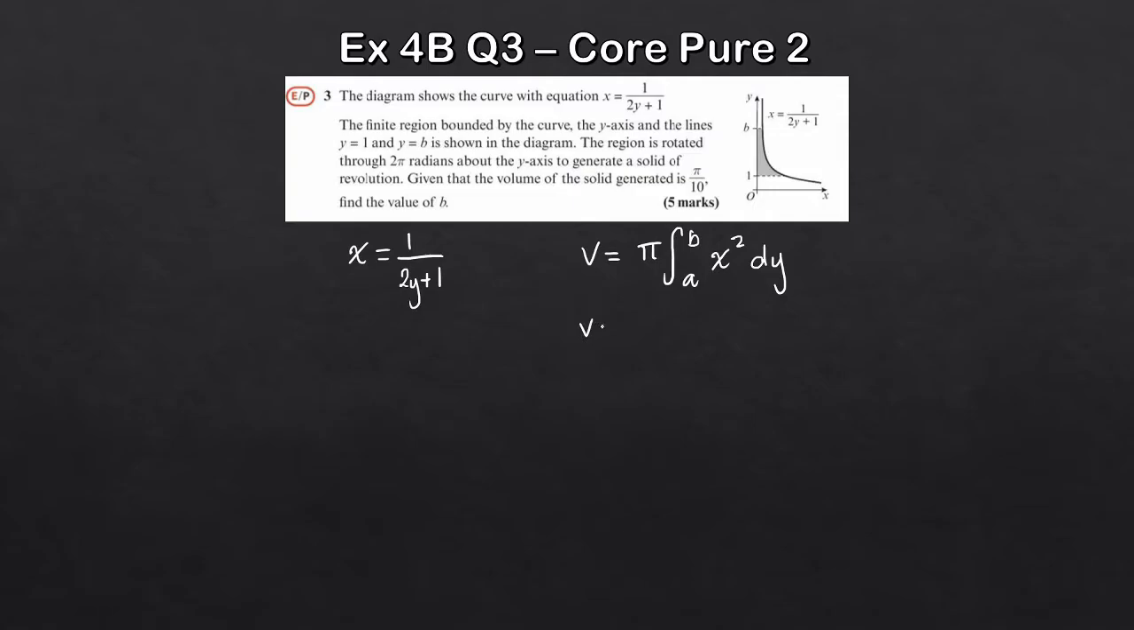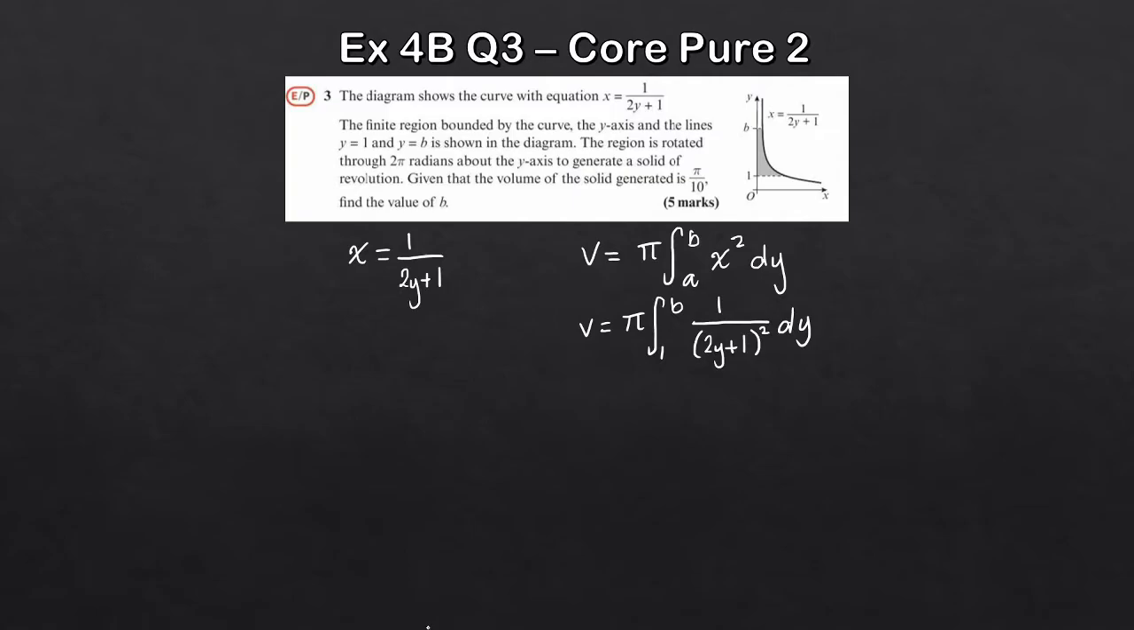So, V is going to be equal to pi times the integral. So, let's just put our limits in. It's between 1 and b. We don't know what b is yet. That's what we're going to work out. X squared, so if you take this quotient here and square it, it's the same as squaring the numerator and squaring the denominator separately. So 1 squared is 1. And then the denominator squared will just be 2y plus 1 all squared, right? So hopefully that's not too bad so far. dy.